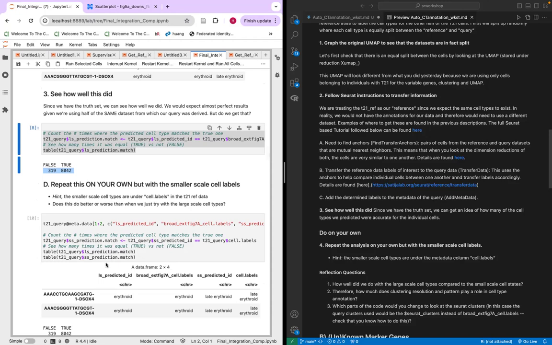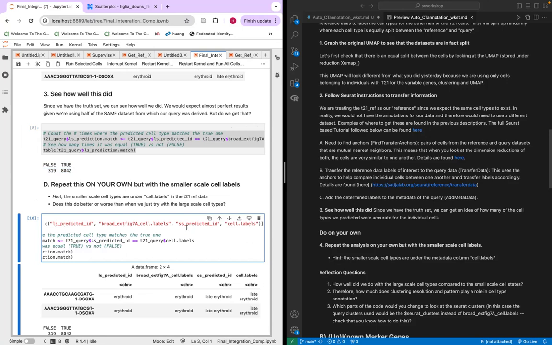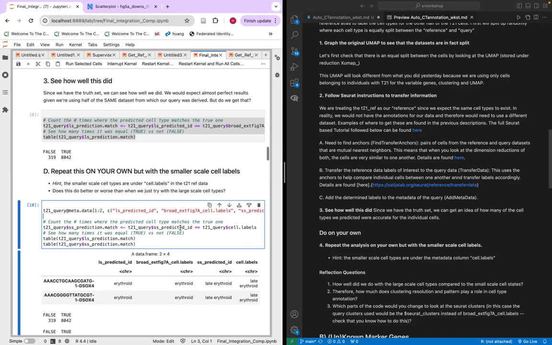And then what you're going to do in class is repeat the same process, but for the smaller scale cell labels. So we can have our large cell types that we're really confident in. Think basic immune cells, like B cells versus T cells. But we want to get more specific, right? We want to consider, okay, which macrophages, what are the macrophages doing? That's where these smaller clusters and smaller scale cell states are going to be. So we want to see how well it performs on these smaller scale cell states.